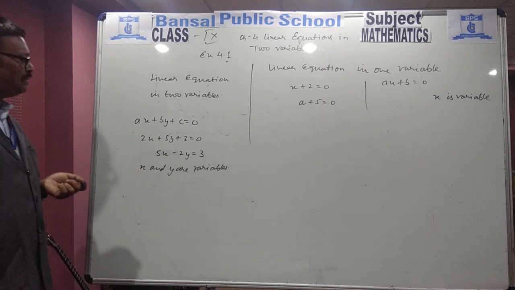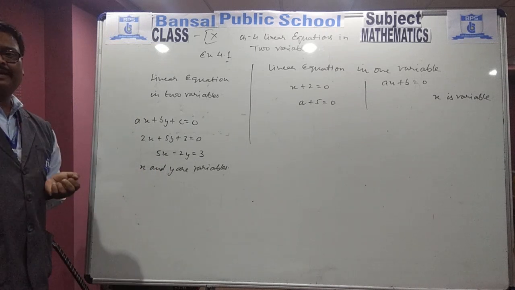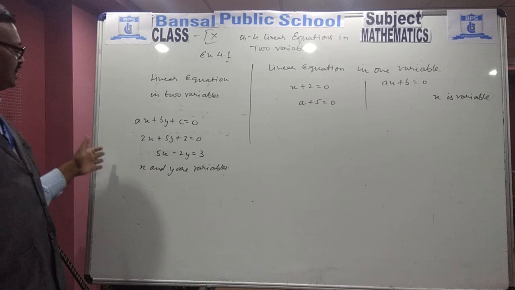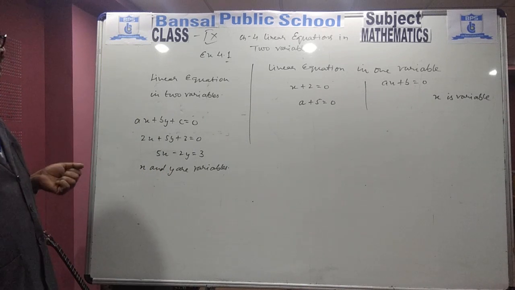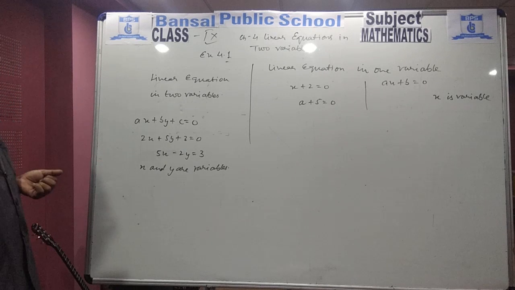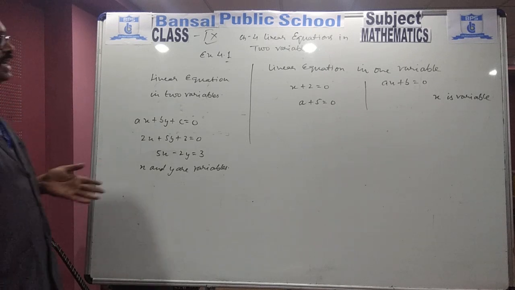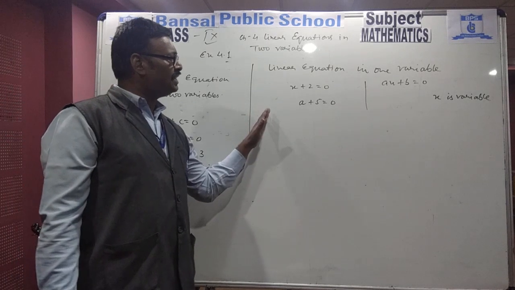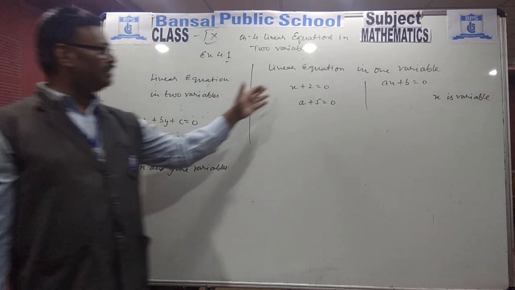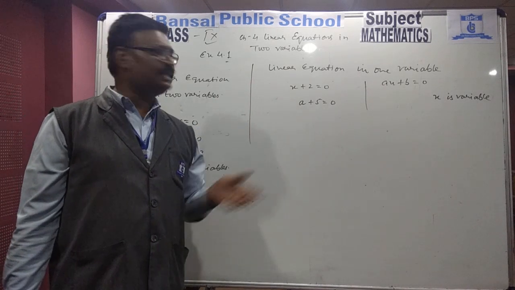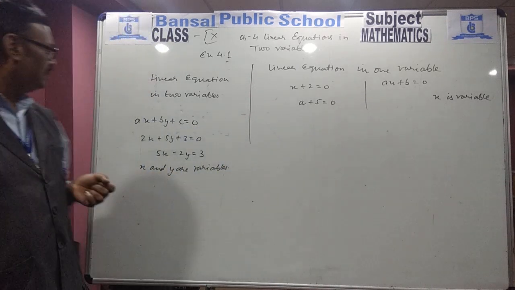Now we have learned how to identify a, b and c by rearranging, by comparing with the general form ax plus by plus c is equal to 0. We learned that we can represent linear equations on a number line. After solving, we will get a value of x and I can represent that value on a number line.